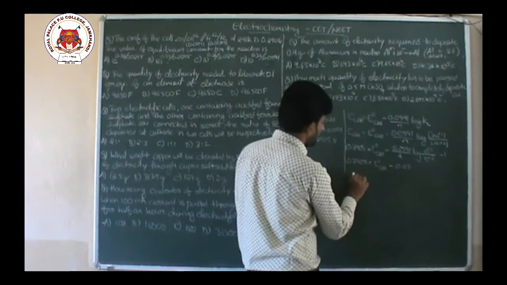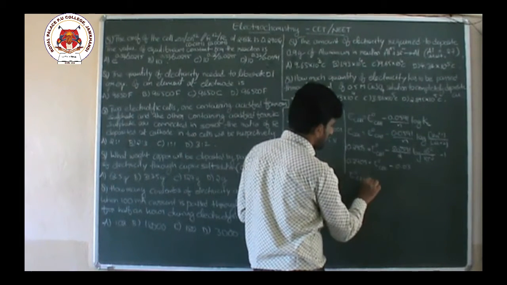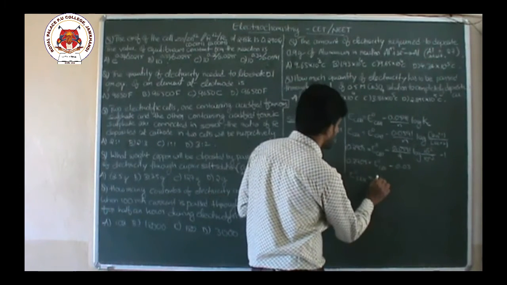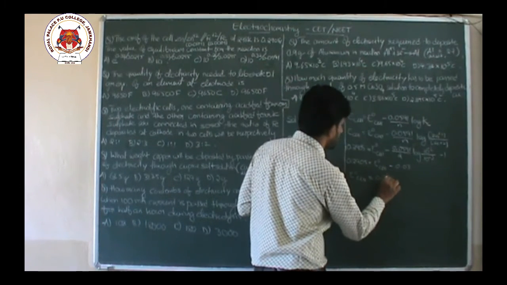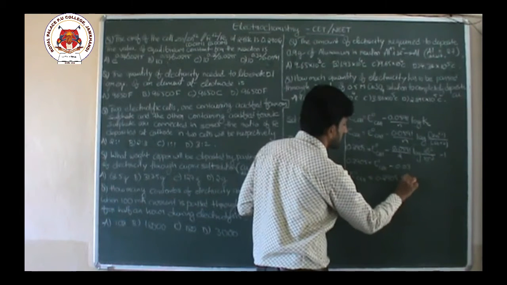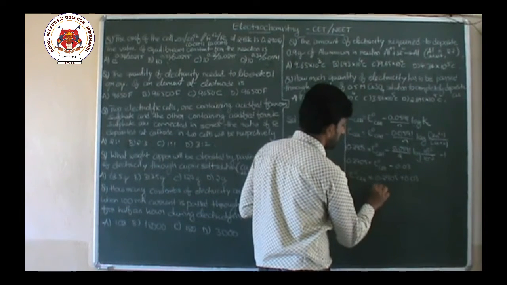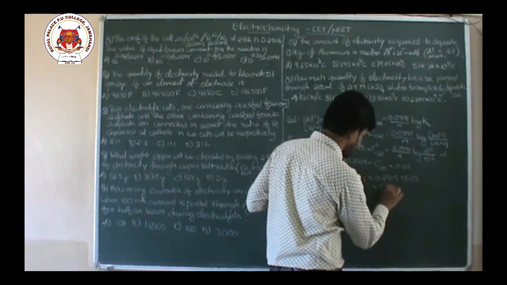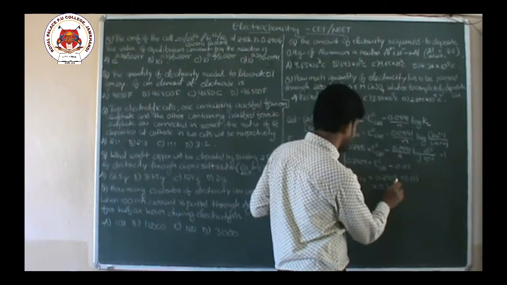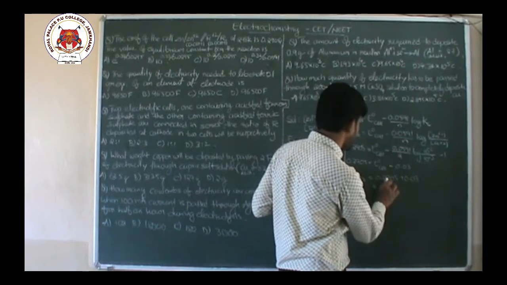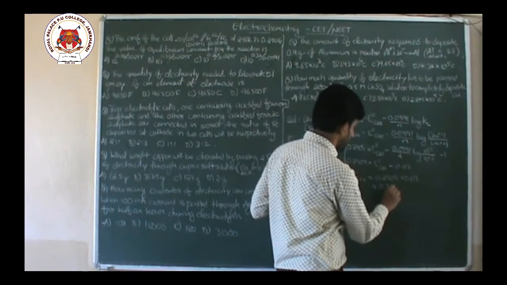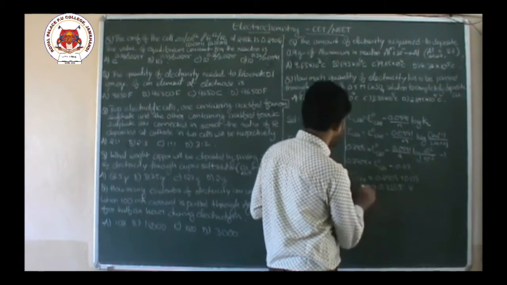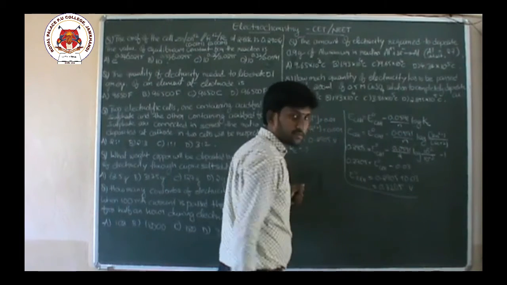Now from this I can write E naught cell is equal to, if it goes to this side it becomes plus, so 0.2905 plus 0.03. That means this will become 0.32. This is the E naught cell for this reaction.